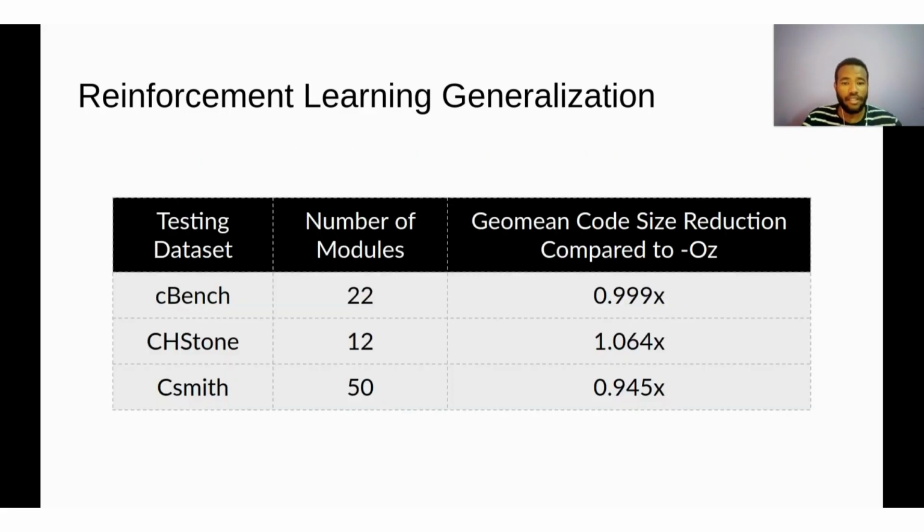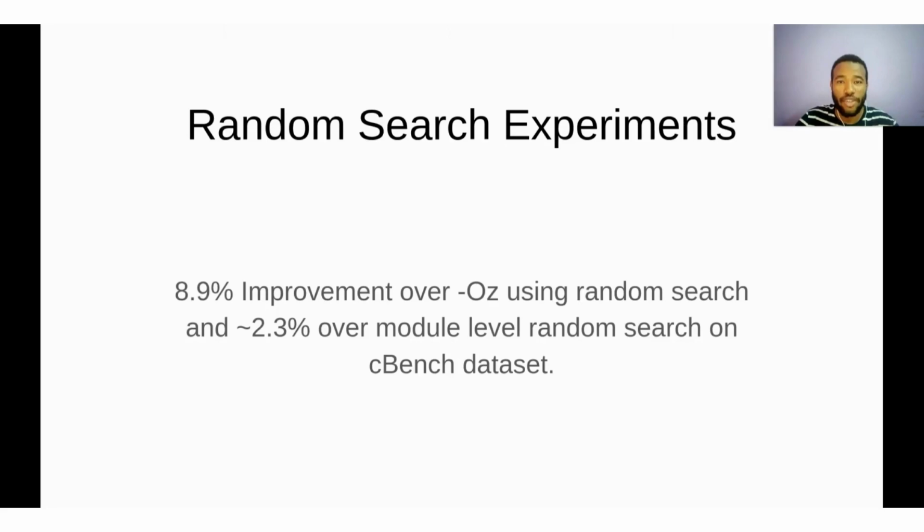In this table, we can see the results of our reinforcement learning generalization experiment on AnghaBench. We can see that we achieved 6.4% improvement over Oz on the CHStone dataset. Also, we were able to achieve near performance to the Oz flag on the cBench dataset, but we got worse performance than Oz on the CSmith dataset. So in general, we can see from this result that our method has potential for generalizing over unseen datasets.